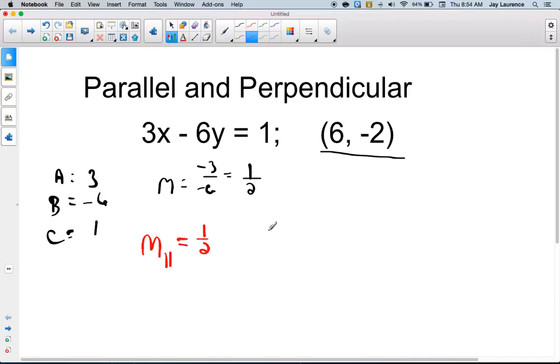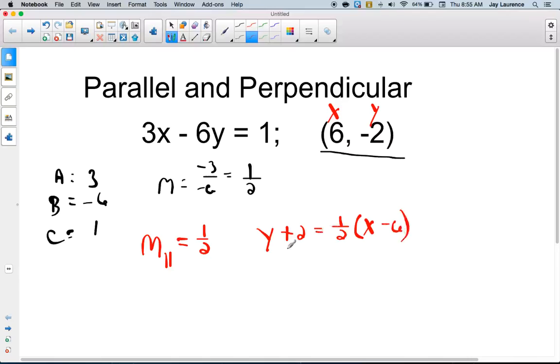And now I'm going to use point-slope form. And so I'm going to use the point 6, negative 2, and substitute the 6 in for the x-coordinate and the negative 2 in for the y-coordinate. So I'm going to get y plus 2 equals 1/2 times the quantity of x minus 6.